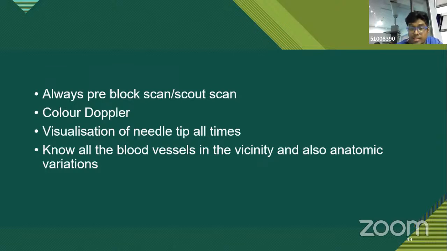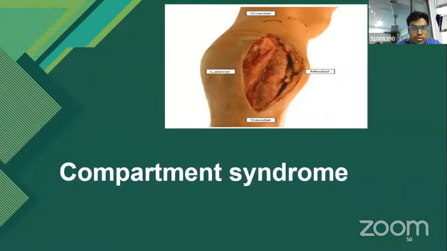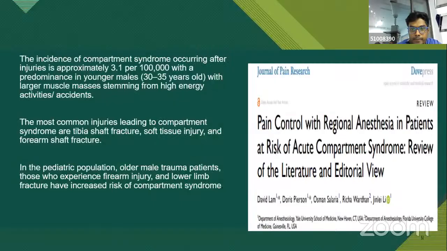Then the suprascapular artery, which is in the vicinity. Then the cephalic vein and the thoracoacromial artery, which come in the costoclavicular block. So you should know the named vessels and the anatomical variations, the other unnamed vessels as well, so that you are safe. So for that, you do a good pre-block scout scan, and have color Doppler help with it. Now, coming to compartment syndrome.